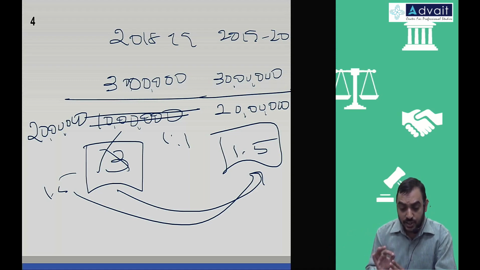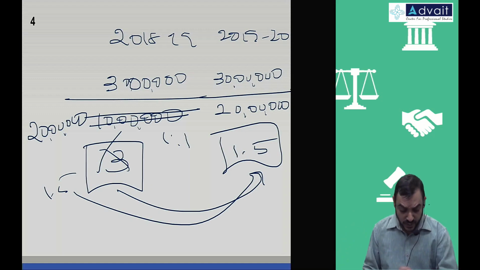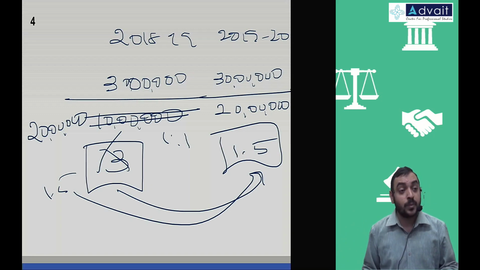That is called adjusted EPS. Basic EPS is for the year, present tense. Adjusted EPS is for the previous years. That is only for the purpose of comparison for the events that have taken place in the current year. You give the effect as if it had taken place in the previous year itself, and that is called adjusted EPS, only for the purpose of comparison.